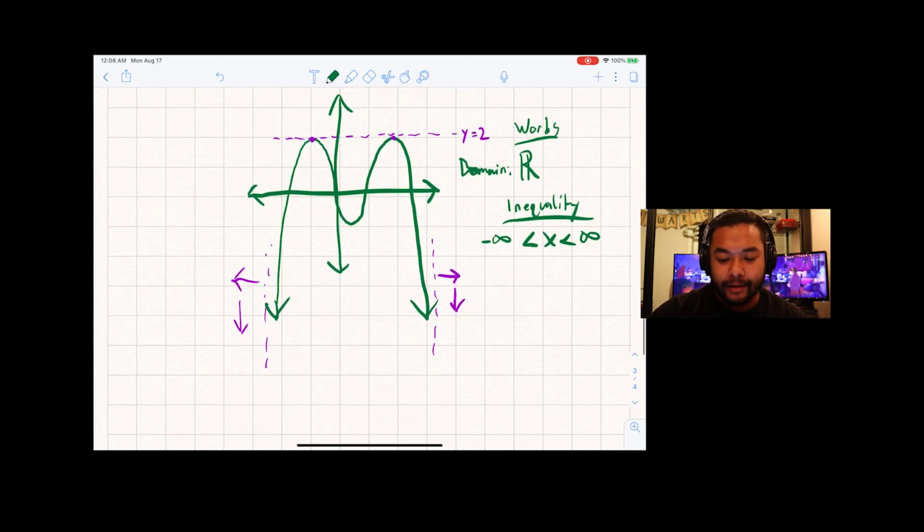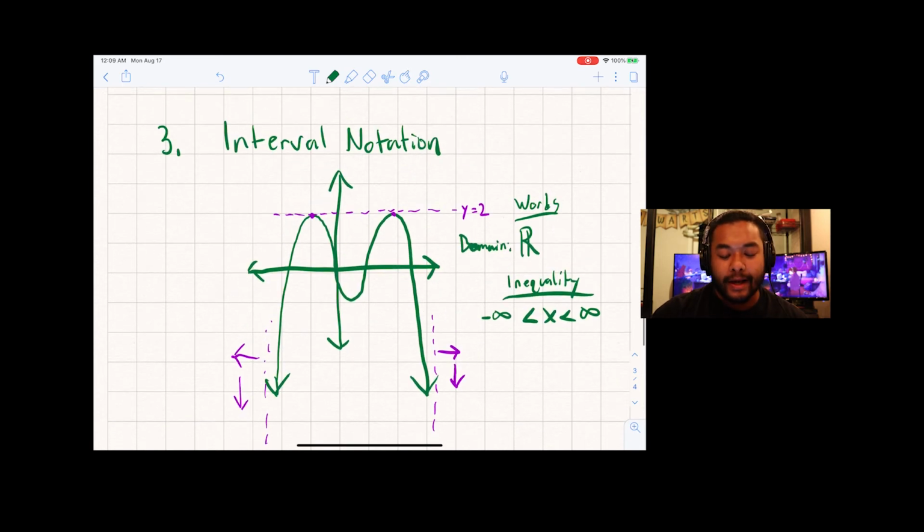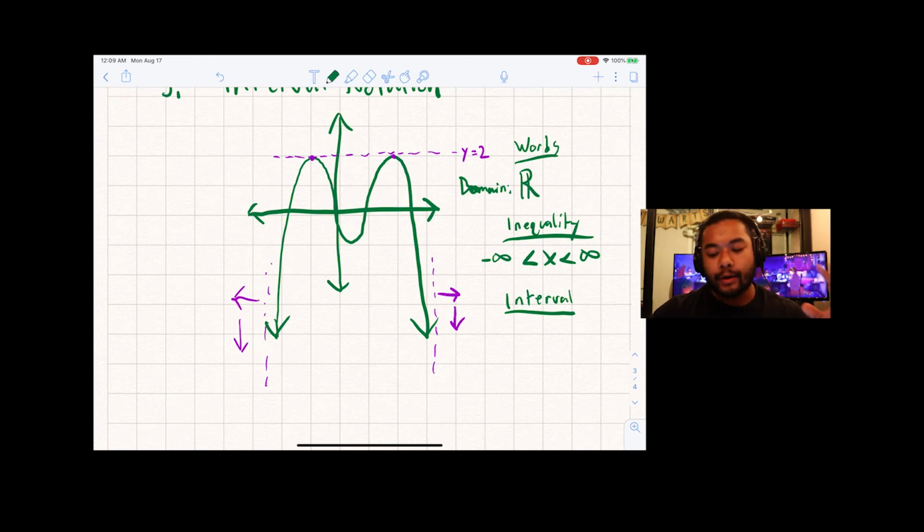Okay. And then for interval notation, this is why I say it's not that different from inequality notation. We're just using a different set of symbols. So instead of using greater than or less than, our inequality symbols, we don't even have to put x. If we're still talking about domain, then I know it's all real numbers, from negative infinity to infinity. So one way I could write it in interval notation is parentheses negative infinity, infinity. And that's it.